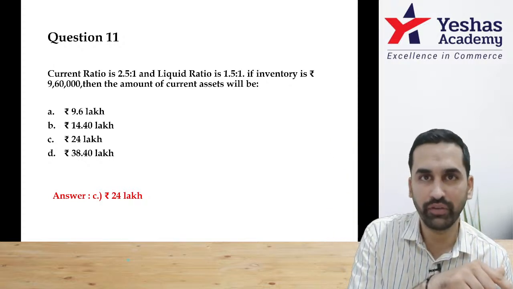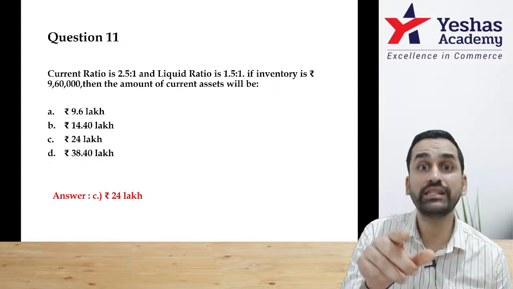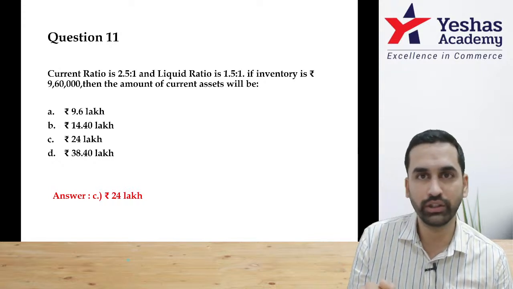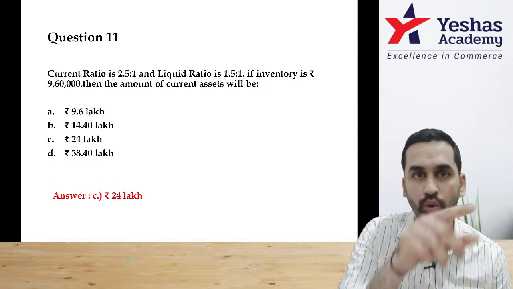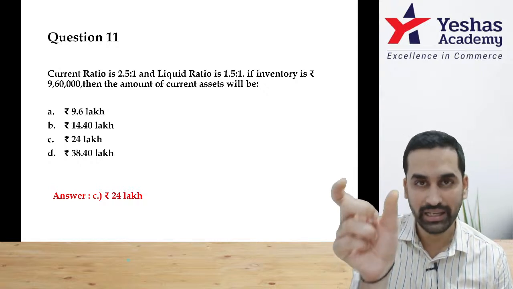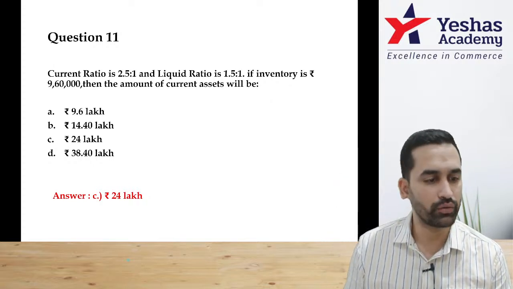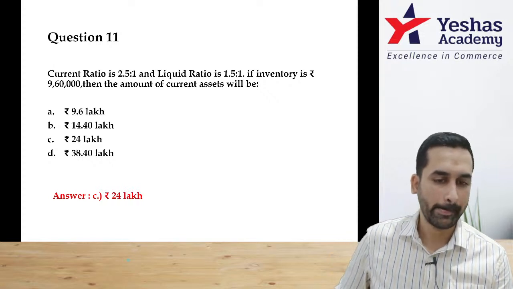Liquid ratio is 1.5 is to 1. That means I can write left hand side 1.5. So 1.5 is equal to, I don't know CA value, but I know CA to CL ratio is 2.5 is to 1. Let the CL be X. Therefore, how will my total equation be now? 1.5 is equal to 2.5x minus inventory value 9,60,000 divided by X. Then you have to solve the equation. Am I correct? Yes, sir.